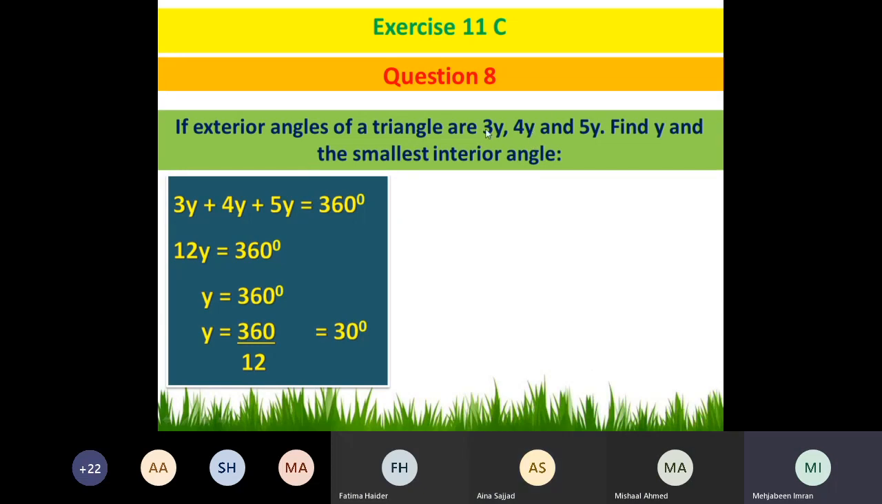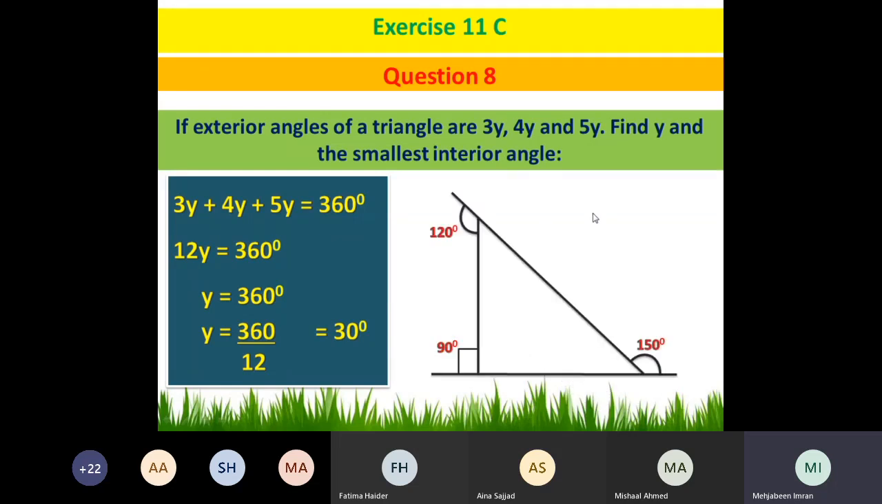Okay. So one of the exterior angles is 90. The other is 120. What about the third one? 5y. It's 150. Yes. Value of y is 30. So we multiply 30 by 5. It will be 150. Now for your convenience and for better understanding, I have made this diagram.